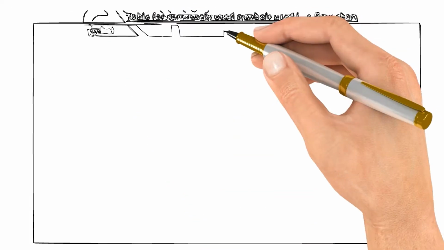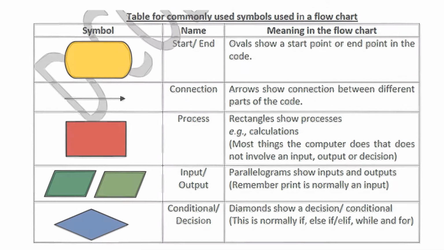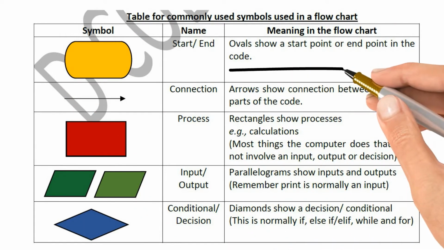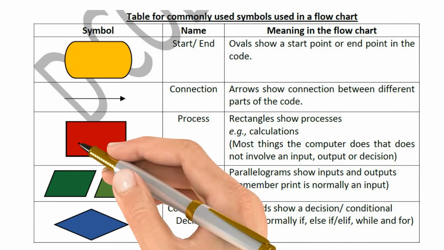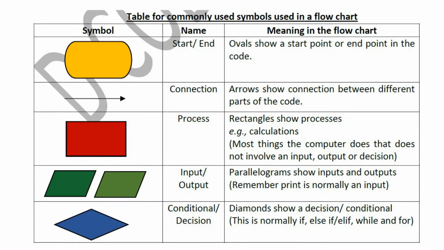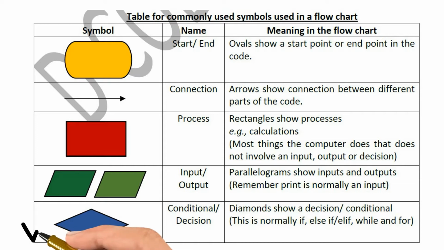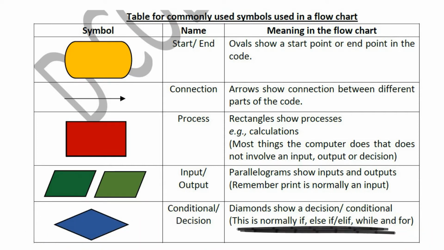Now let's see some common shapes that are used to construct or design a flowchart. First of all, the oval. An oval shows a start point or an end point in the code. Next is the arrow. Arrows show the connection between the different parts of the code. Next are rectangles. Rectangles show processes. Next are parallelograms. Parallelograms are used to show an input or output. And lastly, the diamonds. Diamonds show the conditional decision or any conditional statements.